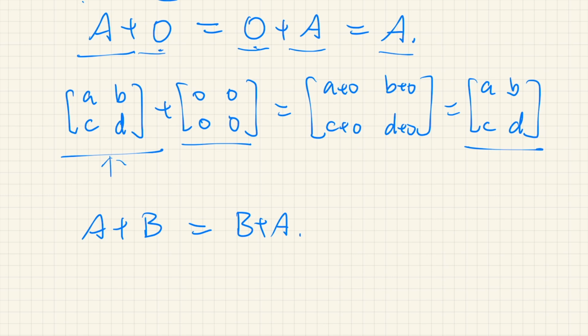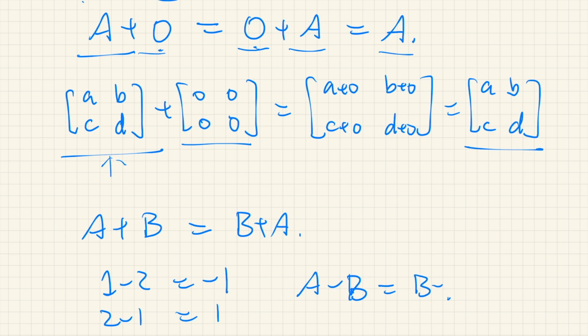Just to be sure, subtraction is not commutative, just like numbers, right? So for numbers, 1 minus 2 is equal to negative 1, but 2 minus 1 is equal to 1. So they are not equal, right? And same for matrices: if A and B are matrices of the same size, A minus B is not equal to B minus A. This doesn't hold, of course.